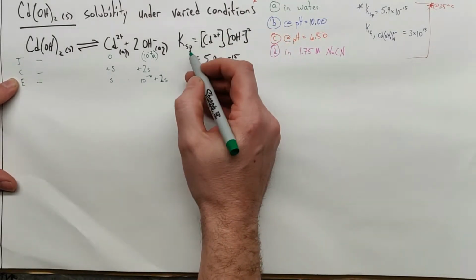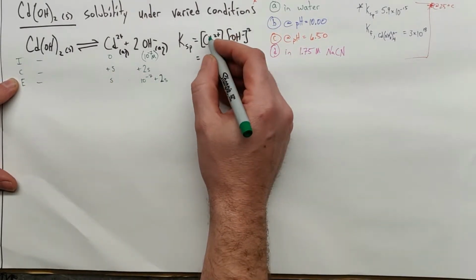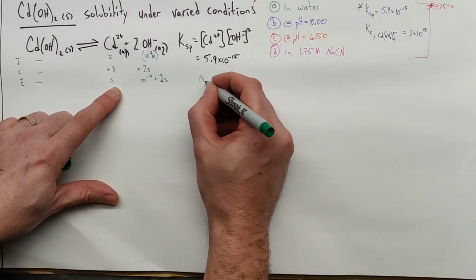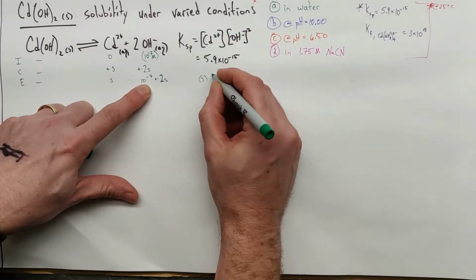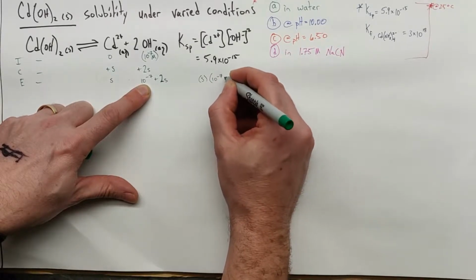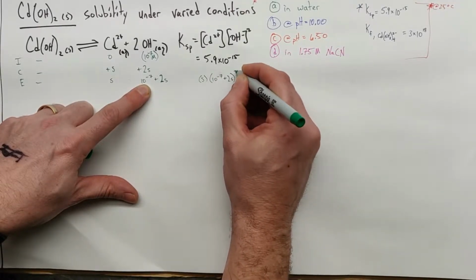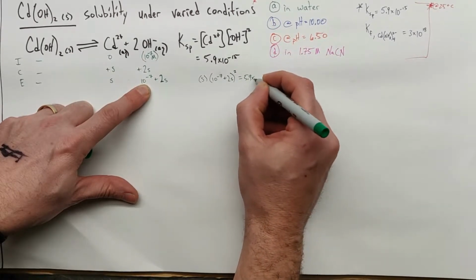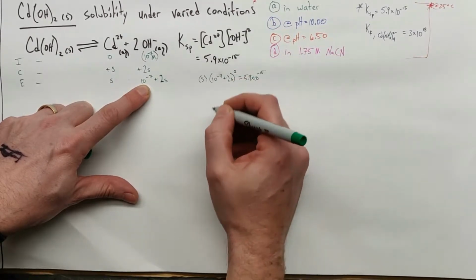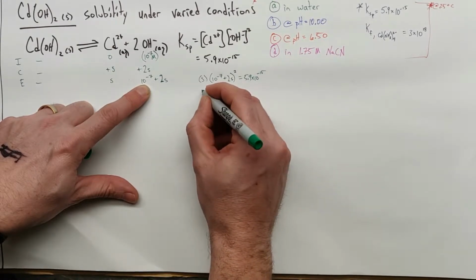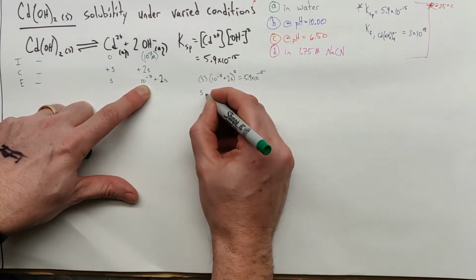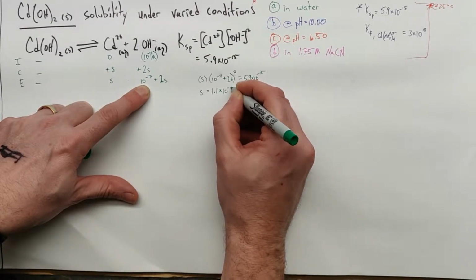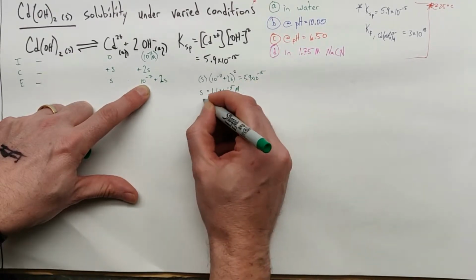All right? So we can plug this in and get our answer, right? The cadmium ion concentration is supposed to be S, right? And the hydroxide ion concentration is 10 to the minus 7th plus 2S quantity squared. And that's going to be 5.9 times 10 to the minus 15th. And when you solve that, you end up getting that the solubility for part A here is 1.1 times 10 to the minus 5th molar.